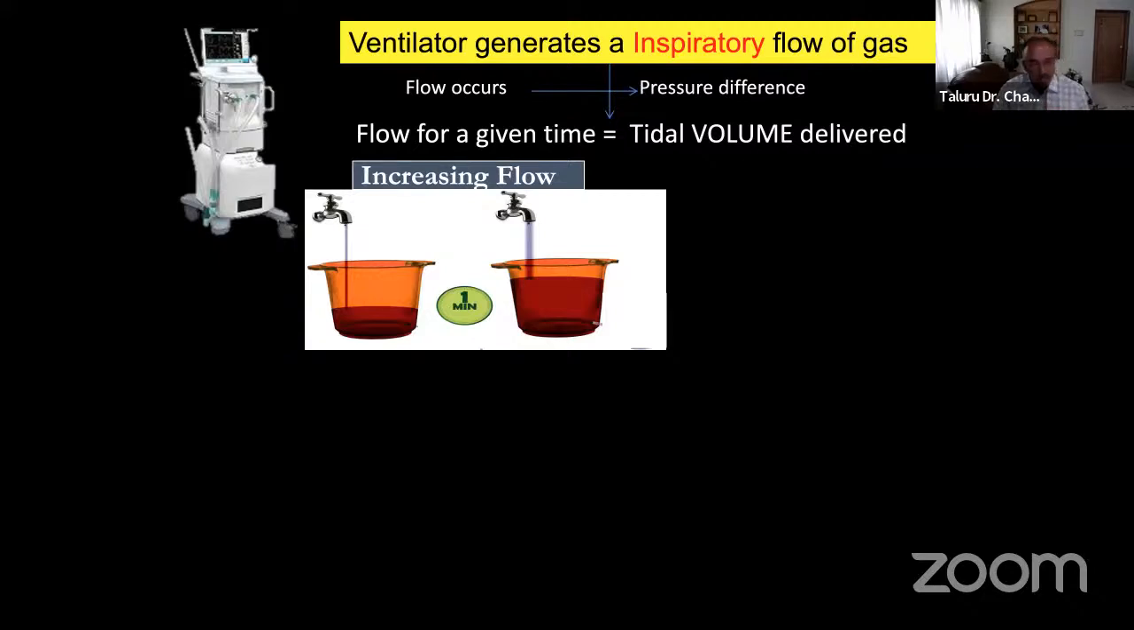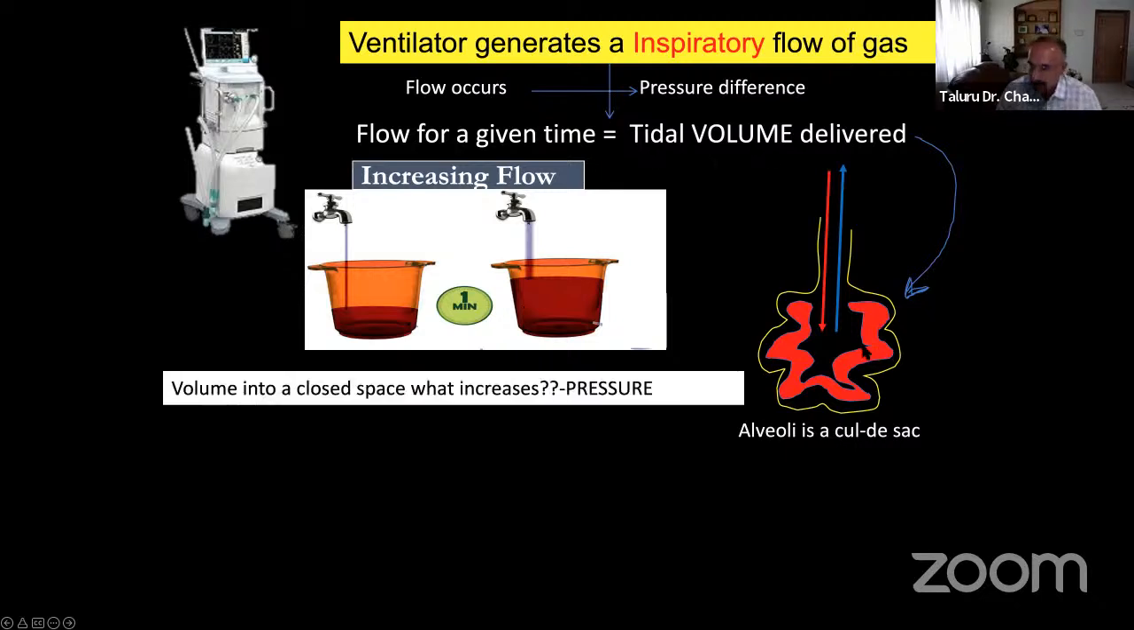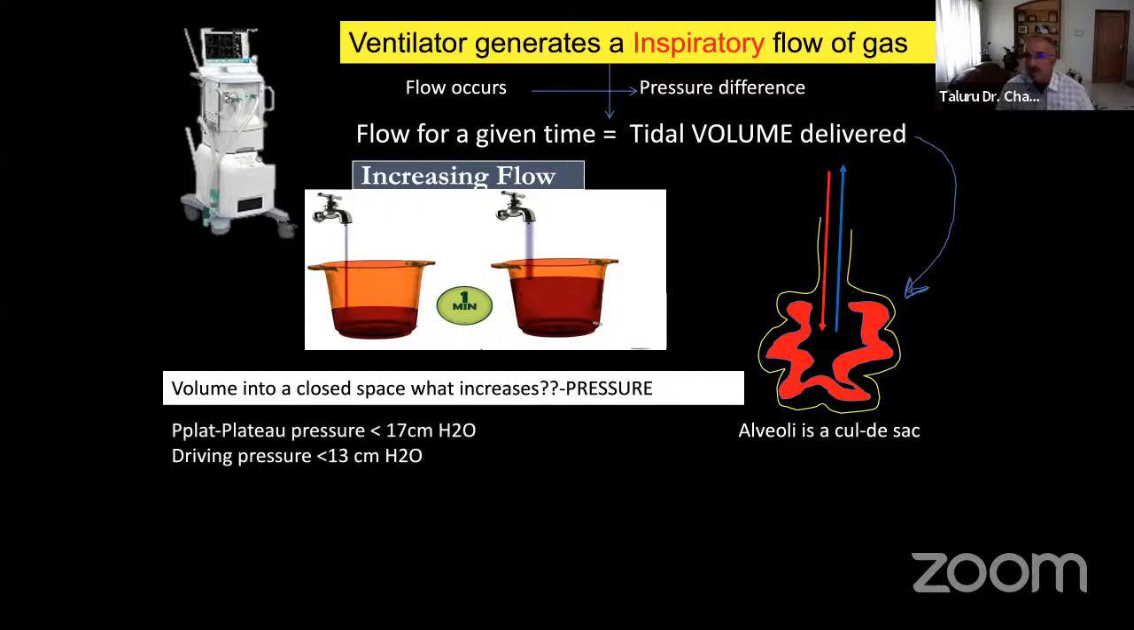I'll try to clarify. See, the alveolus is a cul-de-sac. I've already told you there is only one way the air gets in and gets out. So when you put a volume into a closed space, what increases? Pressure increases. And the pressures we are looking at are two pressures, plateau pressure and driving pressure.